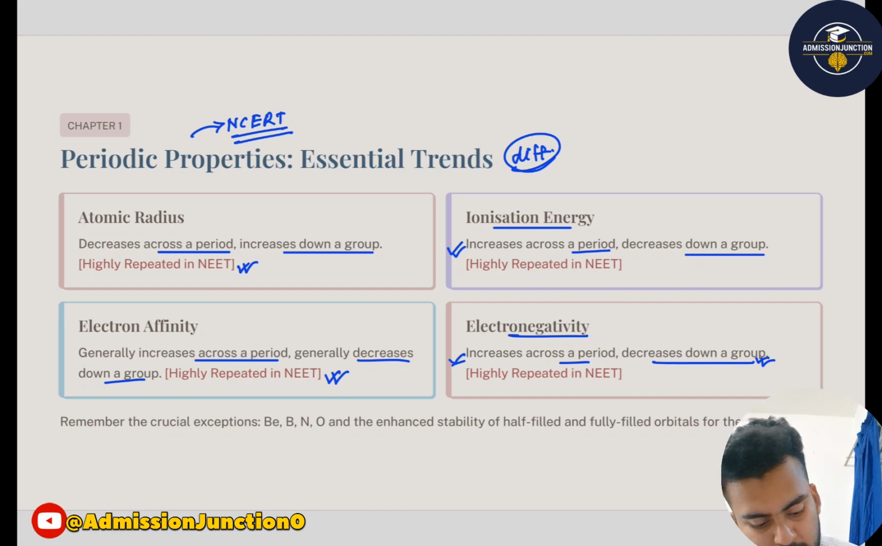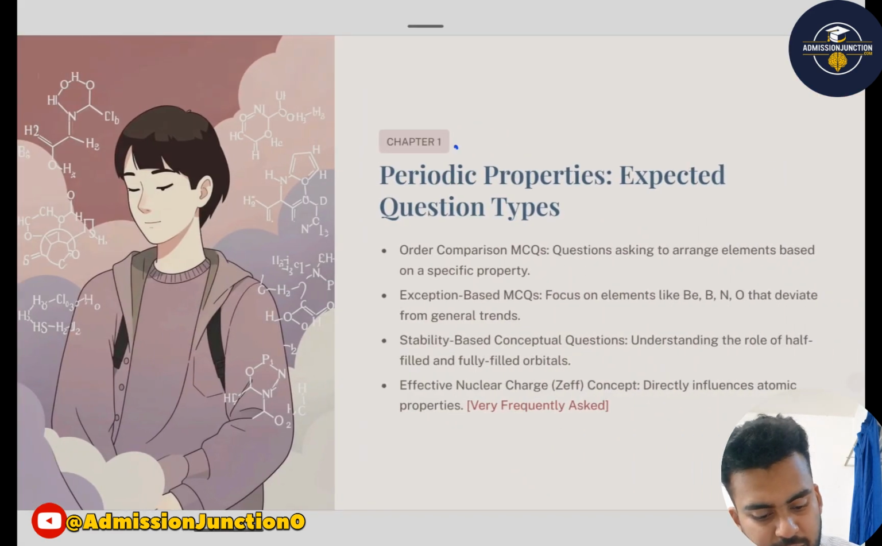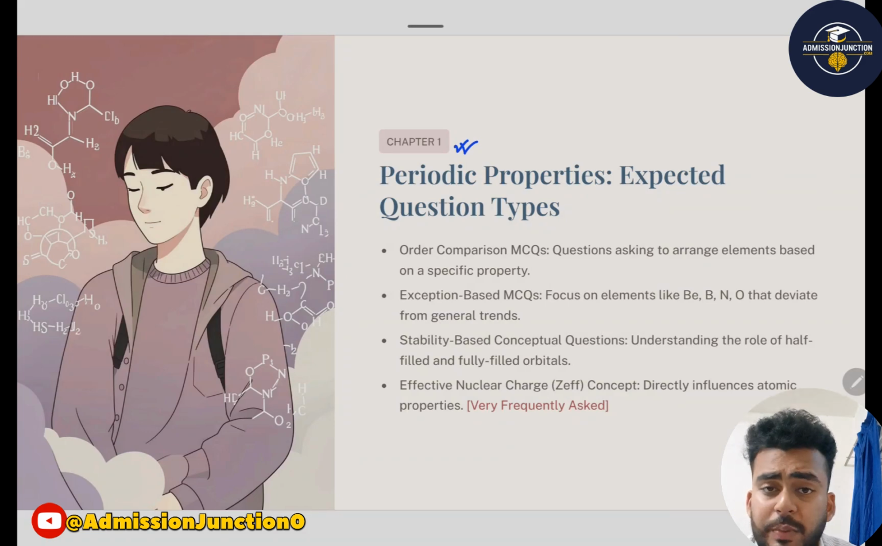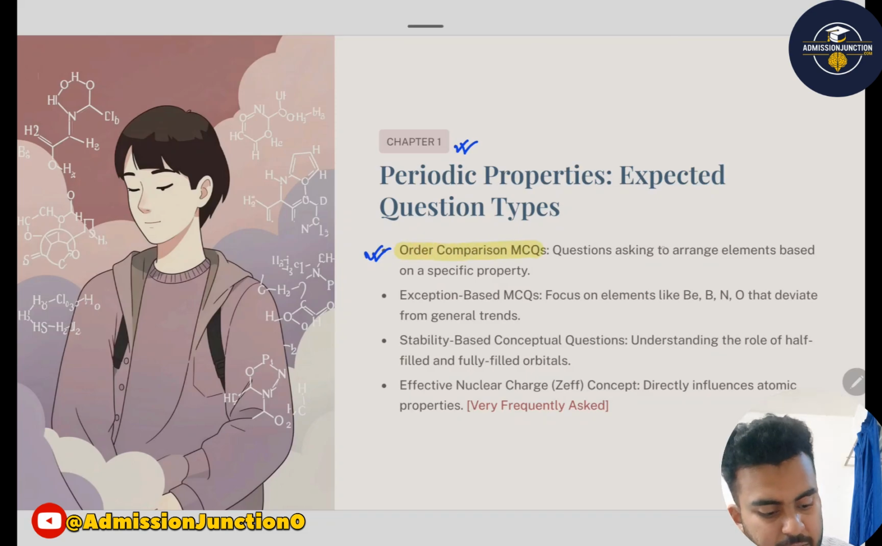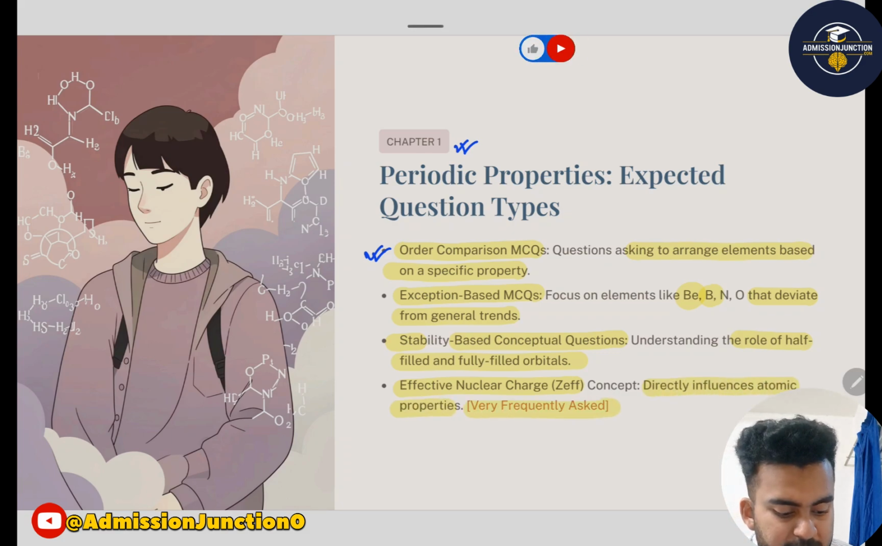All right. So first chapter, that is periodic properties, expected question types. So basically कैसा कैसा question आता है, we have tried to select that thing only. So order comparison wala MCQs, like questions asking to arrange elements based on a specific property. Exception based MCQs, like focus on elements like beryllium, boron, that deviate from general trends. Stability based conceptual questions, like understanding the role of half-filled and full orbitals. Then effective nuclear charge, that is Zeff concept, directly influences the atomic properties. This is a very frequently asked question.